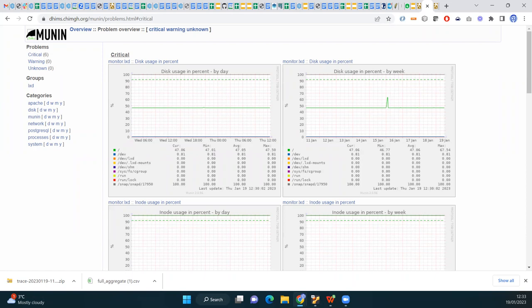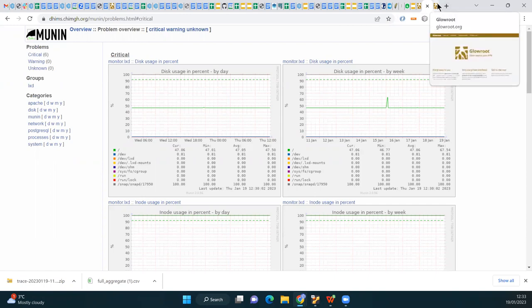So my answer is I'm not sure. I think I read somewhere that you can do alerting off Glowroot. I've never done it. I think you can. Munin, certainly alerting is built into it, but it's email alerting. Okay, no worries. But you highlight an important topic we need to talk some more about, which is setting up alerting systems of various sorts.